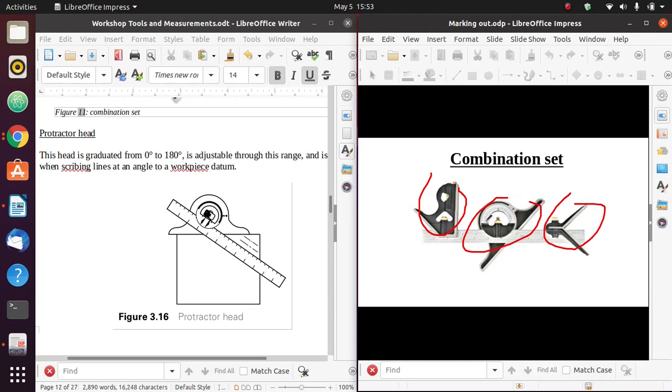Kwa hivyo nitakuja hapa niangalia which angle I want. Labda hapa ni 40 degrees. Then I can put this on the what? Kwa mfano, this is where I'll put my workpiece. I'll place it on this edge. Once I place it on this edge, then I can use this ruler to draw the line that I want, and it will be at an angle to my reference edge. When you're scribing lines at an angle on the workpiece, then we'll use this protractor head.